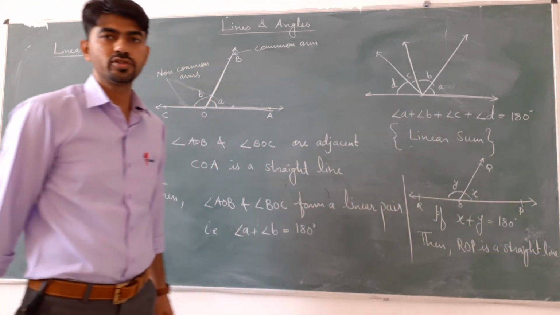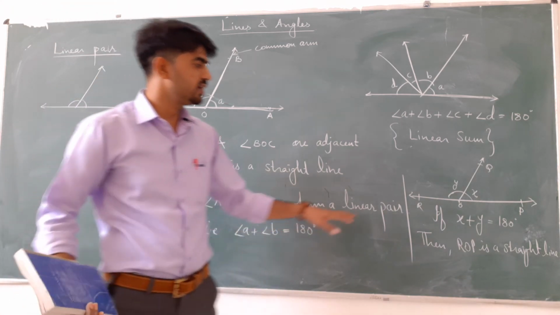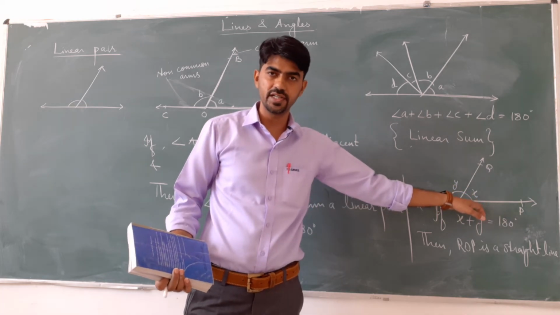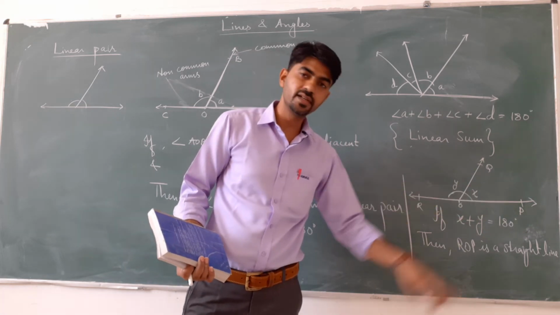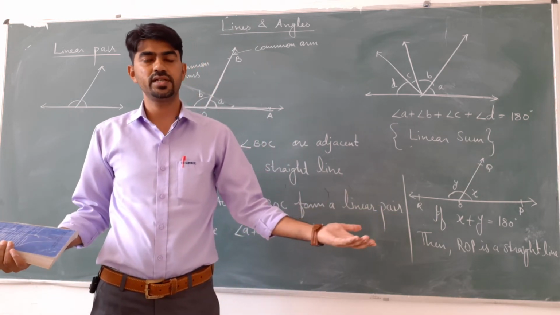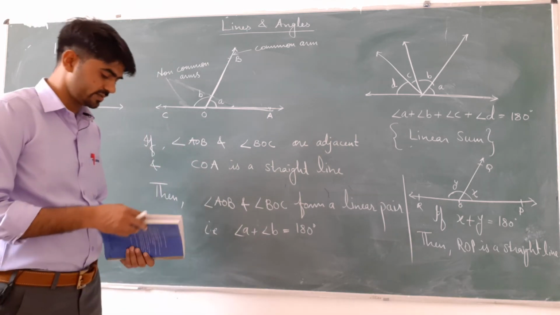Okay, the converse is also true. It is just the converse of the linear pair axiom. If we have a straight line, then the sum of these two angles will be 180 degrees. If the sum of these two angles is 180 degrees, then the non-common arms will make a straight line. Vice versa, both the statements are true.